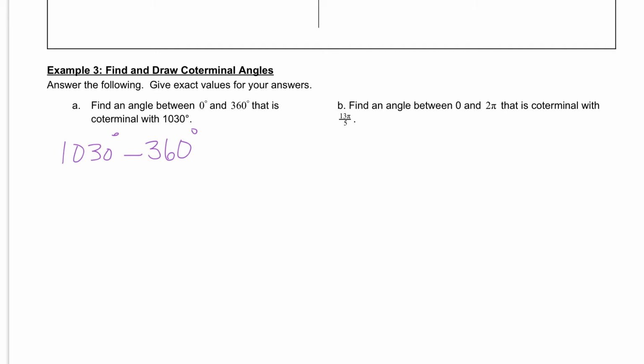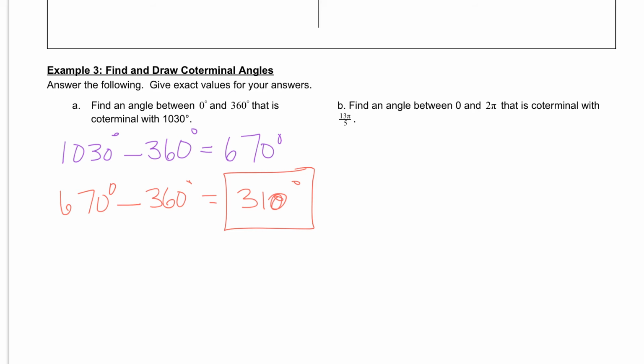So if I subtract 360 degrees, I get 670 degrees. Is 670 degrees between 0 and 360? And the answer to that is no, it's bigger than 360. So now I'm going to take the 670 degrees, and I'm going to subtract 360 degrees again. I can do this as many times as I need to. And 670 minus 360 degrees is 310 degrees. Then I'm thinking, is 310 degrees between 0 and 360? And the answer to that is yes. So a coterminal angle between 0 and 360 is 310 degrees.